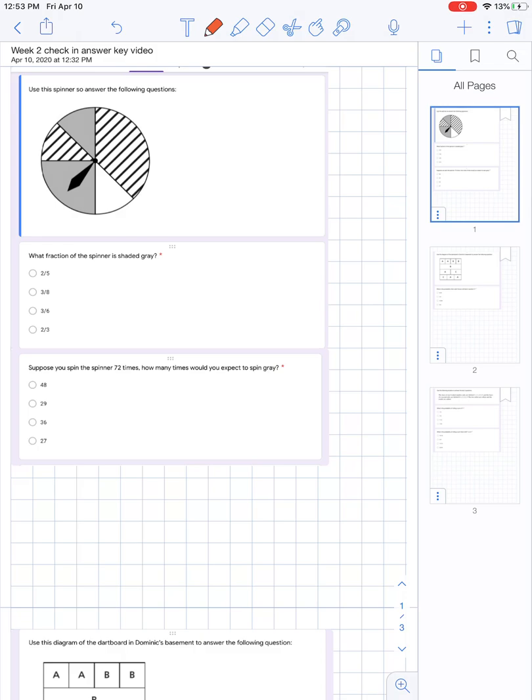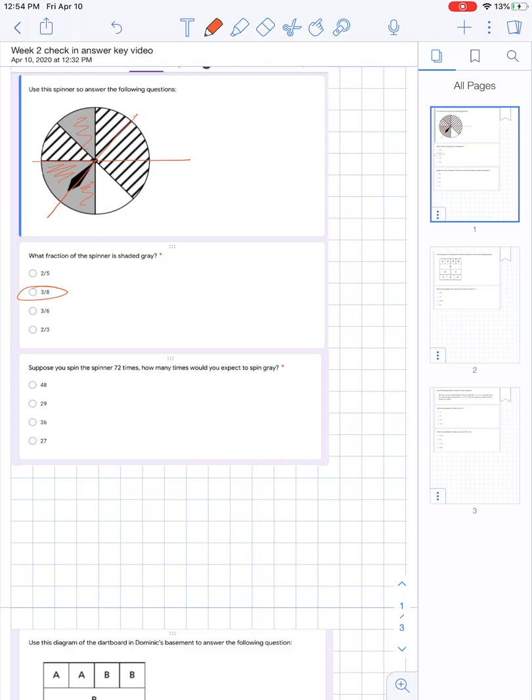Use the spinner to answer the following questions. What fraction of the spinner is shaded gray? Well, I think the easiest way to approach this is to make sure that our spinner is broken into even pieces. It now is. It's got 8 even pieces, and 3 of those 8 are gray. 1, 2, 3. So we're looking at 3/8.